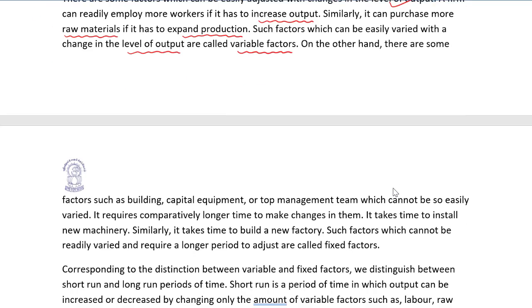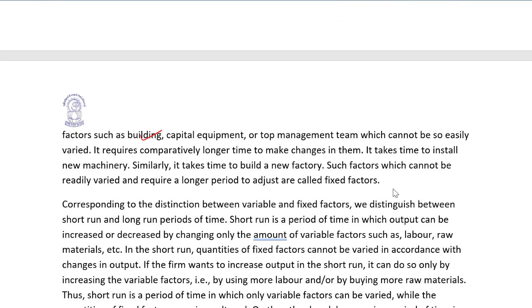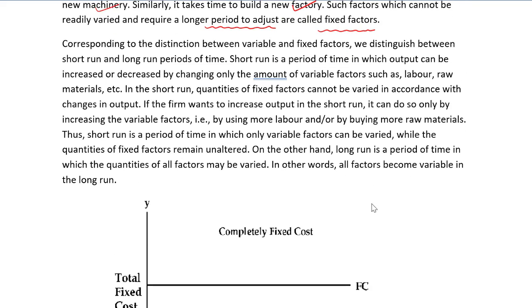On the other hand, there are some factors such as building, capital equipment, top management which cannot be easily changed or varied. It requires comparatively longer time to make changes in them. It takes time to install new machinery. Similarly, it takes time to build a new factory also. Such factors which cannot be readily varied or changed and require a longer period to adjust are called fixed factors.